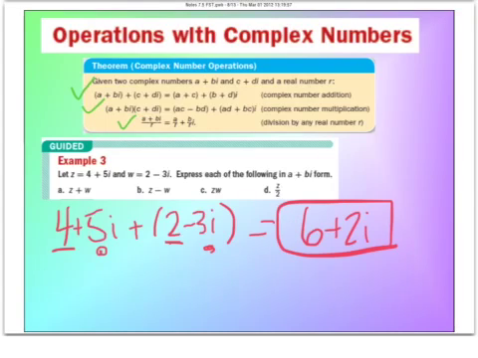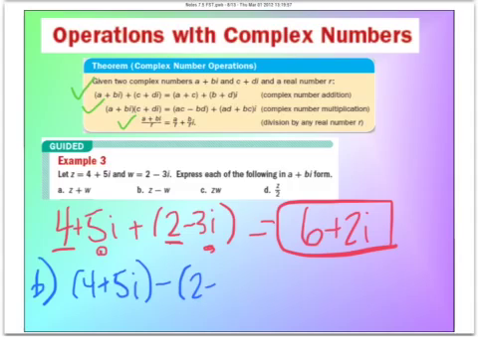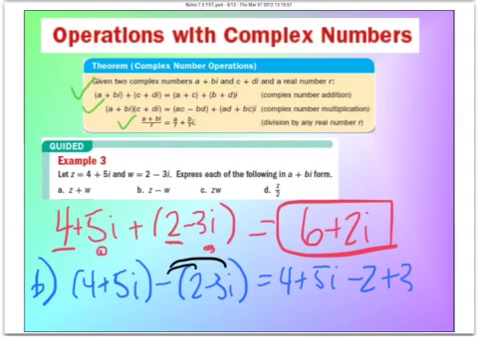This is just going to simplify to 6 plus 2i, and that's the answer. Now part B wants us to subtract, so let's take z, which is 4 plus the 5i, and subtract from it w, which is 2 minus the 3i. Be careful here, don't forget to distribute through. When you do that, we'll have 2 plus 8i. When you write the complex number, always put the real part first, followed by the imaginary component.